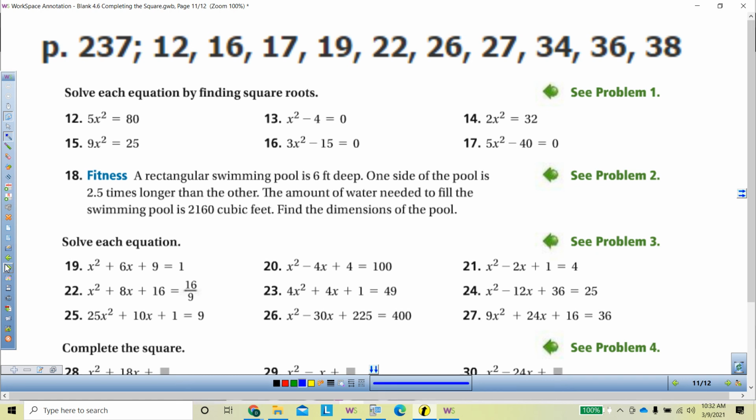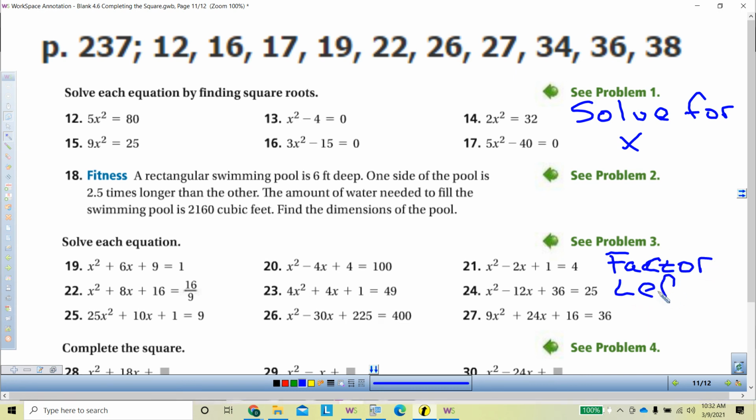So you guys remember these problems. First group, you're just solving for x. Second group, that's where you just factor left, and then solve. And then the 3 problems at the end, that's full completing the square. Sometimes students will try to complete the square on the early ones and it doesn't work. You forget about the first example I taught you.